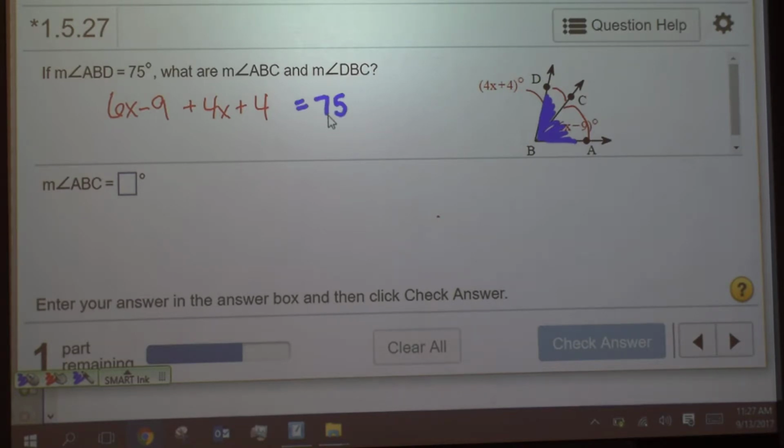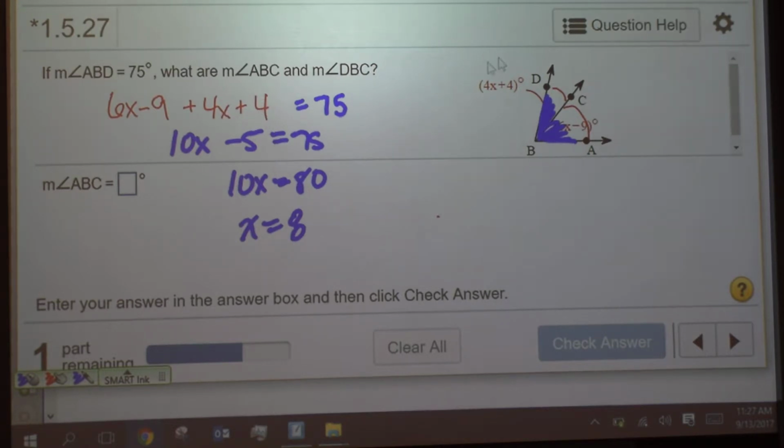Yes. I just don't want to go. Go ahead. Okay, and you take the 6x plus the 4x, which equals 10x, and then negative 9 plus 4 equals negative 5. And then you equal that to 75, and then add 5 to both sides, and then get 80, and then divide it by 10, and x equals 8. Good. Okay. So solving that. Not the only way you could have done it, but probably the most efficient way you can do it.